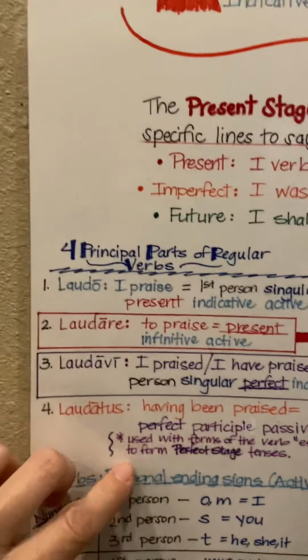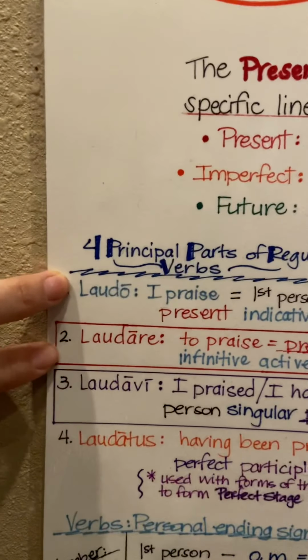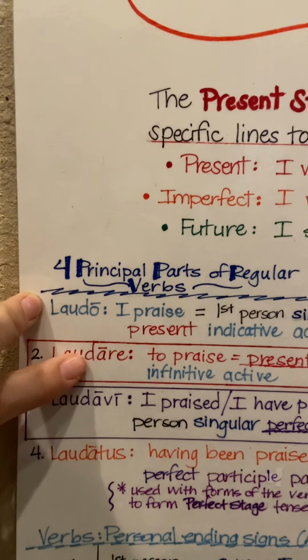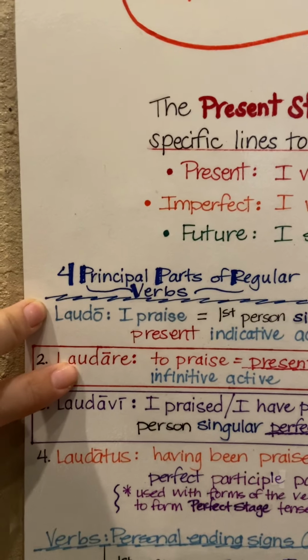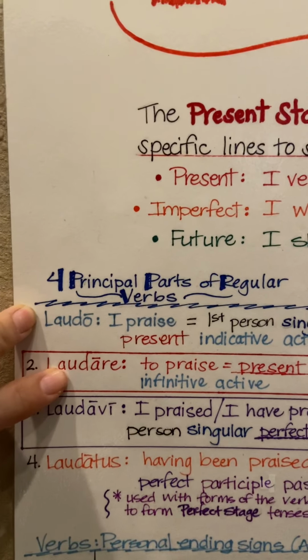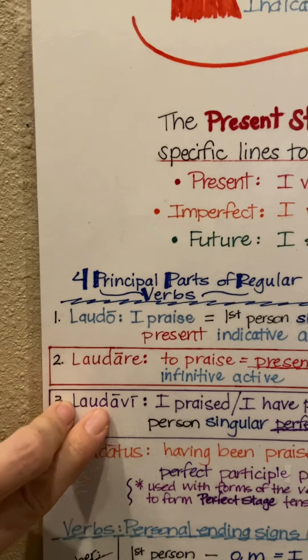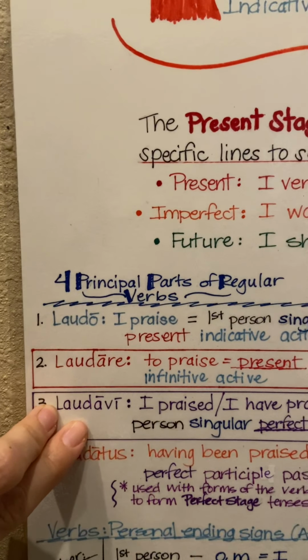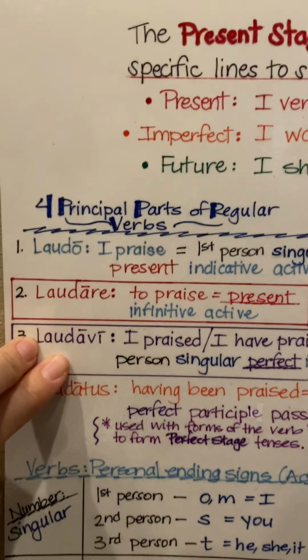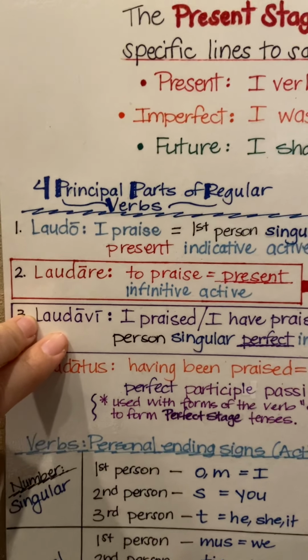So again, what you see is these are our present stage tenses, but we are primarily using this in order to build all of our verbs. And then you'll find these last two are related to the perfect stage, and this one is used to formulate all of the conjugations on the perfect stage and that tense as well.